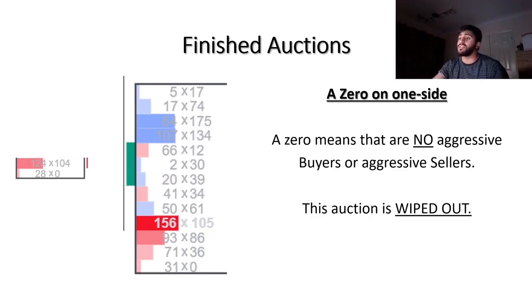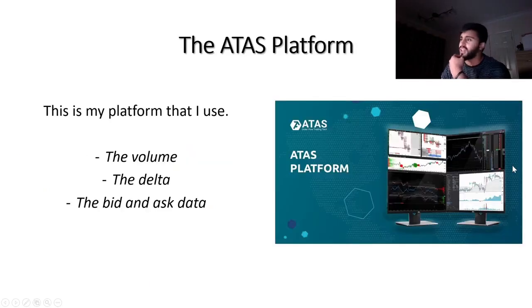Now, this often leads to reversals, and I want traders to think about this. When you see a zero, so let's take this example, this candle over here. When you see a zero on the right hand side, that means that there's no market participants hitting the ask. There's no aggressive buyers. So when there's no aggressive buyers and the market moves up, what does that tell you? Well, we're going to go over that later on in the series, so I'll save the answer for later, right?